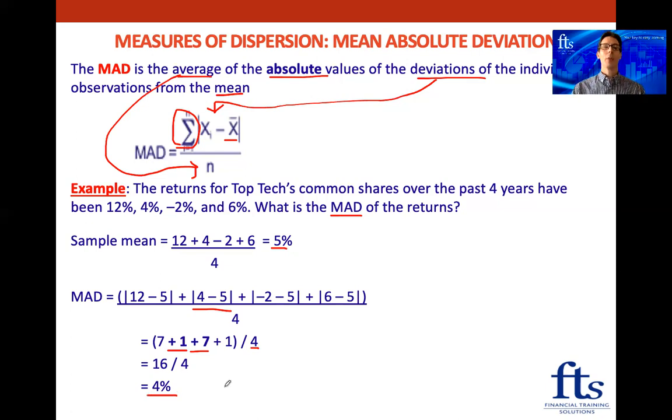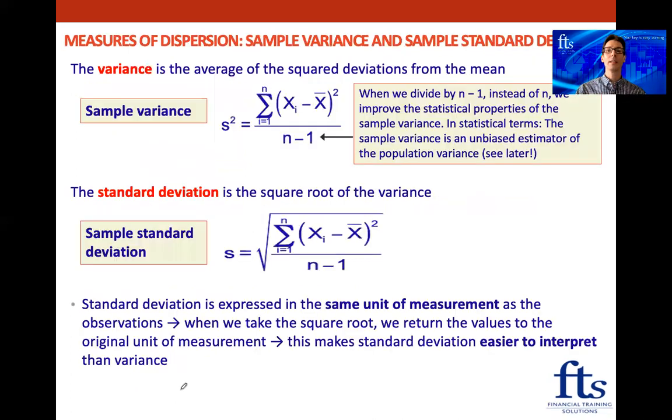Right, and then with this, and also for the next one, which is standard deviation, the higher the deviation, the higher the risk, because the higher this number is going to be, the more the observations are deviating around the mean. Right, so let's try the next one, and this is probably the most important measure of dispersion, the sample variance and the sample standard deviation. These two are related to each other.